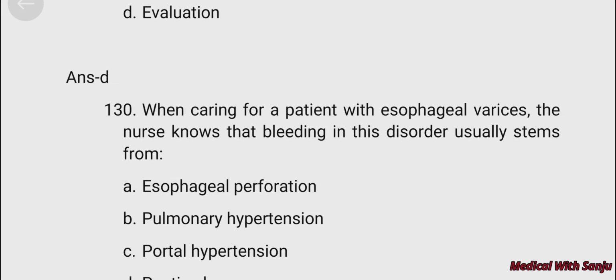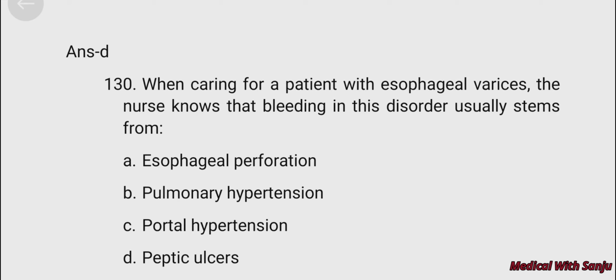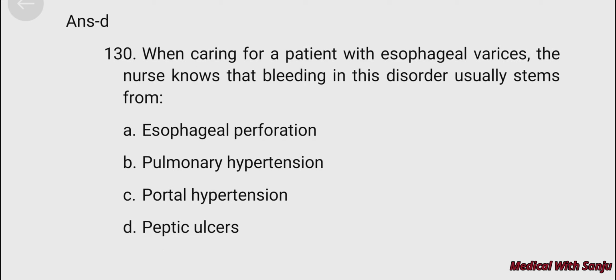Question number 130. When caring for a patient with esophageal varices, the nurse knows that bleeding in this disorder usually stems from: option A, esophageal perforation; option B, pulmonary hypertension; option C, portal hypertension; and option D, peptic ulcer. Option C, portal hypertension, is the right answer.